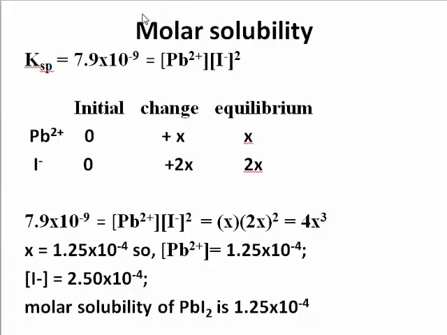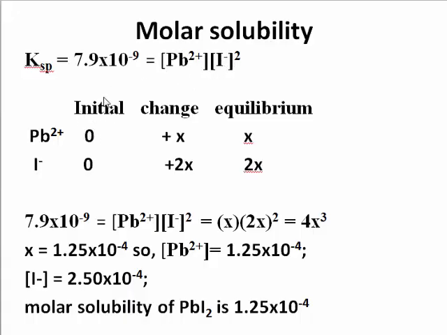Alright, now again, we should illustrate that this is a straightforward application of what we know about equilibrium. K for this reaction is 7.9 times 10 to the negative 9, and in the equilibrium expression we have the concentration of lead and the concentration of iodide squared. Note that since lead iodide is a solid, its concentration does not appear.